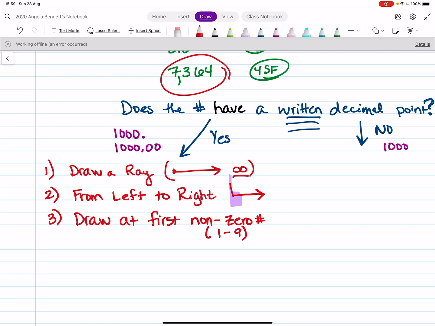The only thing the decimal point, if it's written, tells you is to start on the left-hand side of your number and work from left to right. You'll start drawing your ray the minute you see a number that's between 1 and 9. And then all digits past this point are significant.